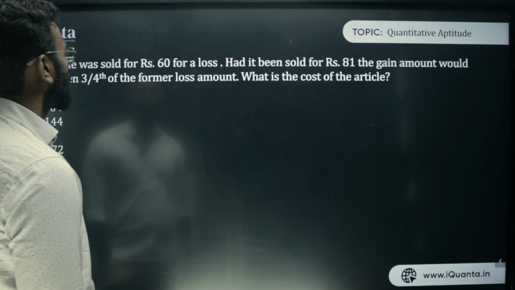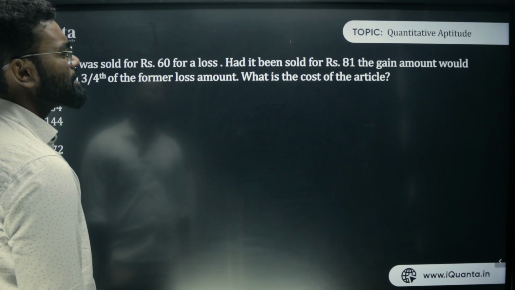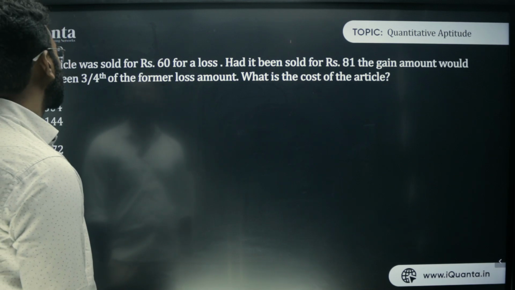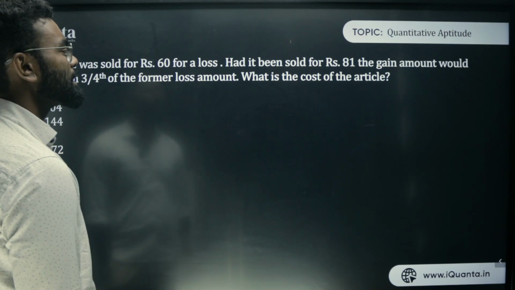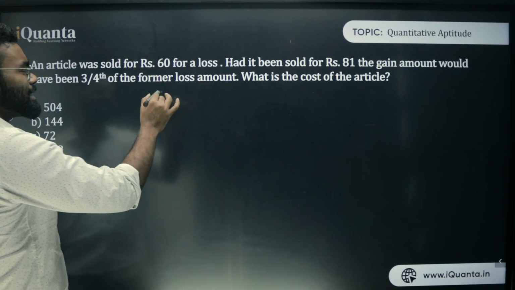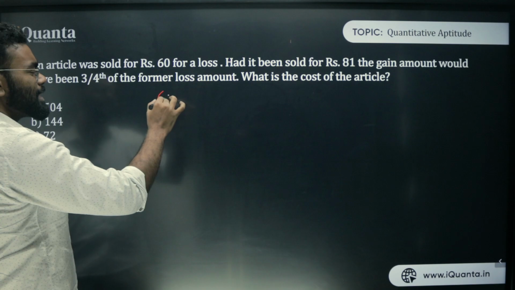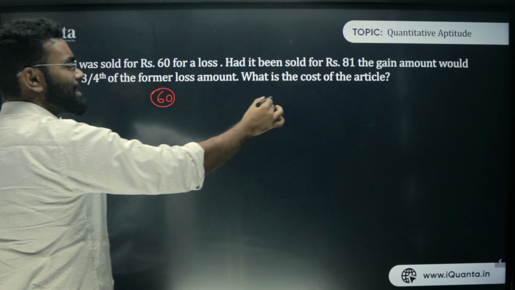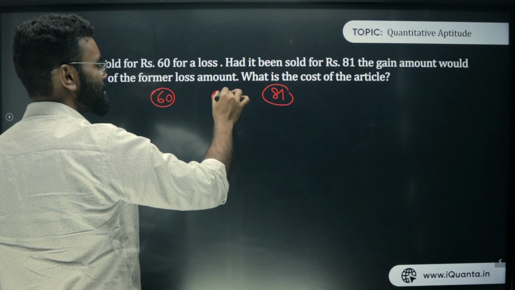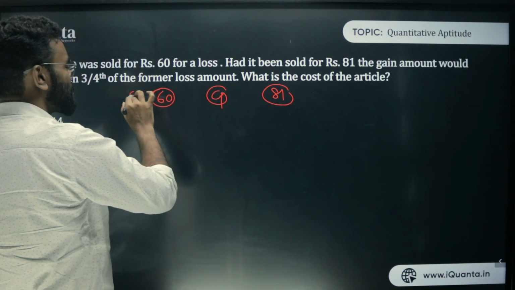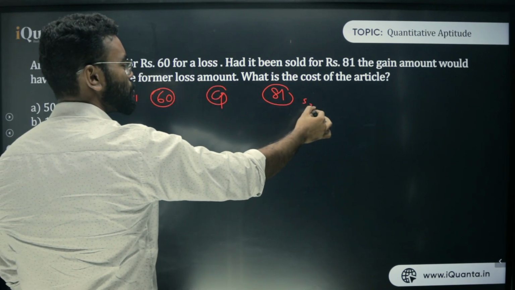An article was sold for rupees 60 at a loss. Had it been sold for rupees 81, the gain amount would have been 3/4 of the former loss amount. What is the cost of the article? So the first case, the selling price is 60. Second case, the selling price is 81. And in between there is a cost price, right? Because this is selling price 1, this is selling price 2.